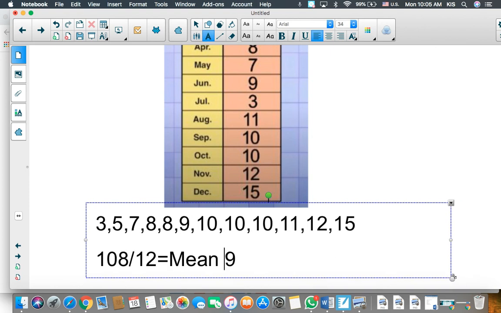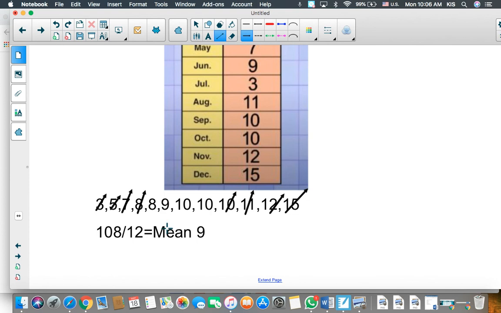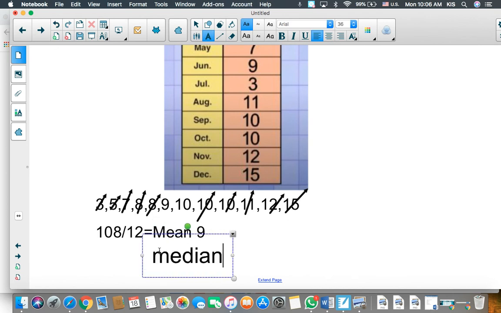Now I need to find the median. So they're already in order, so now I just need to make equal values on both sides. 4 and 4 on each side, 5 and 5 on each side. Okay, so now I'm left with 9 and 10. So what number lies between 9 and 10?